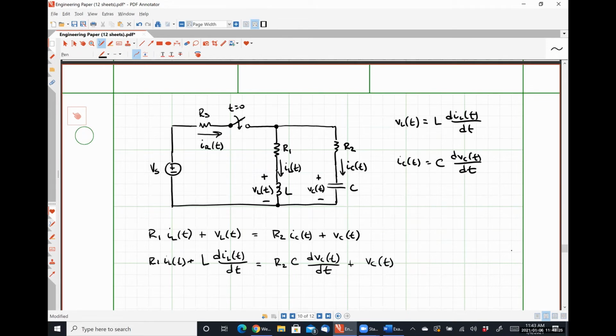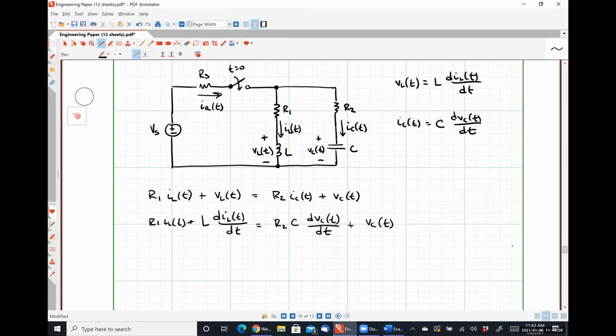Okay. And by applying Kirchhoff's current law, we know that IR of t is equal to IL of t plus IC of t, and we'll leave it there for now, okay? So that is a direct relationship between IL of t and IC of t, where IC of t could be expressed in terms of the derivative of the capacitor voltage.